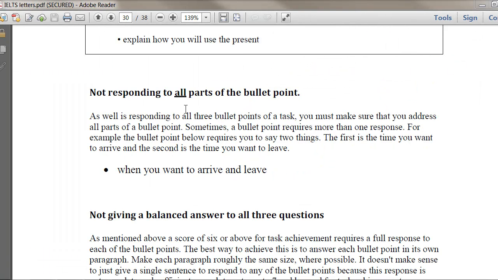And I've mentioned this one already: not responding to all parts of the bullet point. Back to that hotel letter, where you say when you want to arrive and leave. If you just mention when you want to arrive, you haven't fully covered it, and that's looking like a 5. So that's not acceptable if you're trying to get a decent score for the exam.